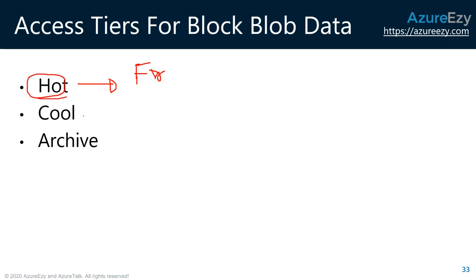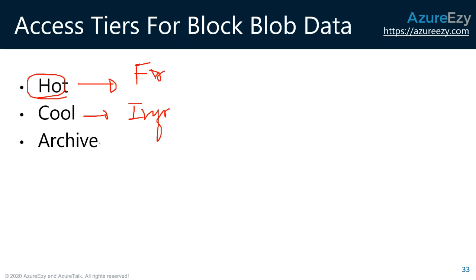Now, cool access tier is optimized for storing large amount of data that is infrequently accessed and stored for at least 30 days, because if you pull the data within 30 days, you still have to pay for the 30 days. So that's the trick. So storing data in the cool tier is more cost effective, but accessing the data is a little more expensive than accessing data in the hot tier.